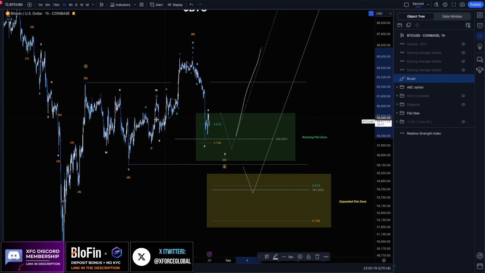So if we do move up from these levels, we're going to be narrowing it down to those two ideas of the diagonal or the running flat idea. Now, what if in the case we come down even further, the diagonal idea gets completely invalidated?